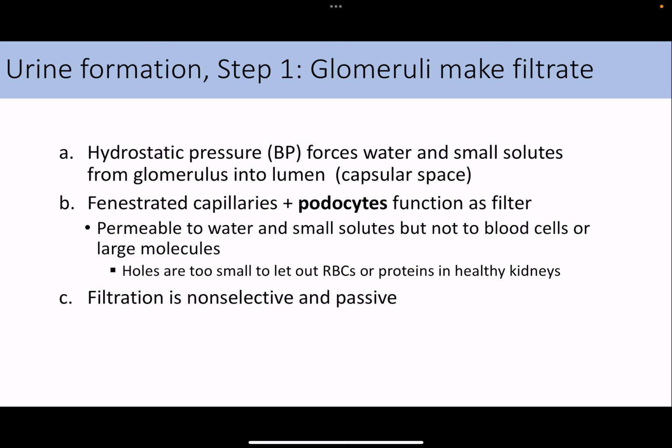And so this filtration part is non-selective and passive, which means that there's no proteins or anything like that that are going to be controlling the movement of solutes in and out. Filtration is just whatever fits out is going to get out. Whatever fits through those holes will be filtered out. There's no selection during that. There'll be selection during the reabsorption and secretion portion, but this filtration portion is just whatever fits out of those holes is going to make it into the filtrate. And then we'll adjust after that.